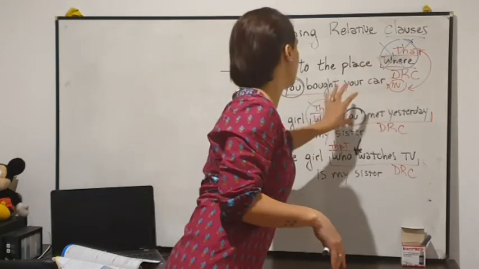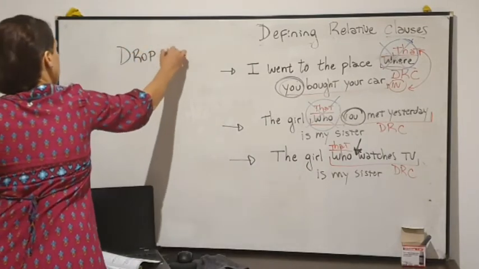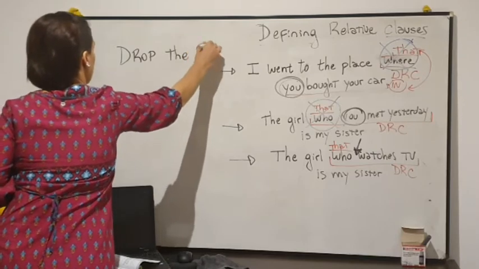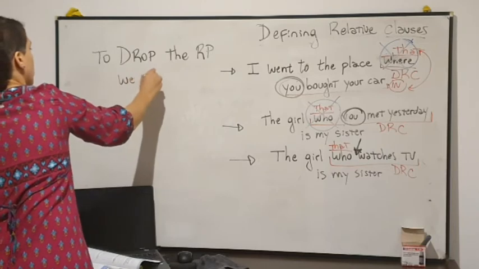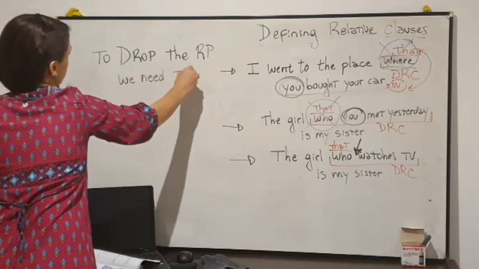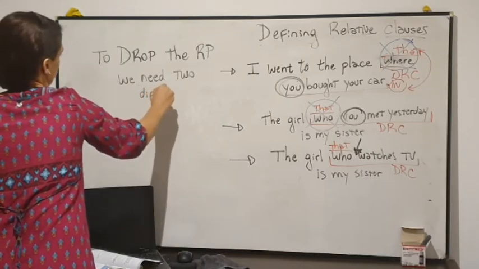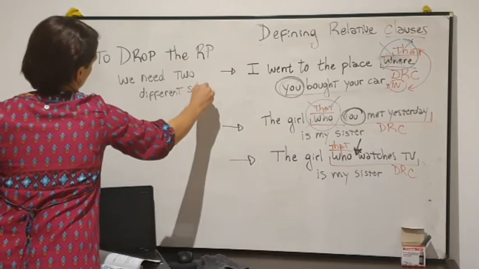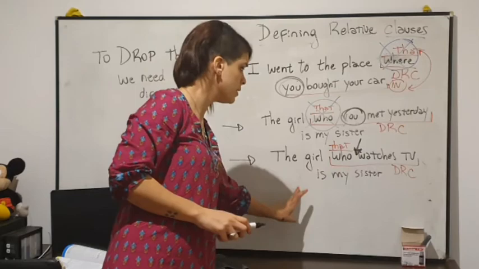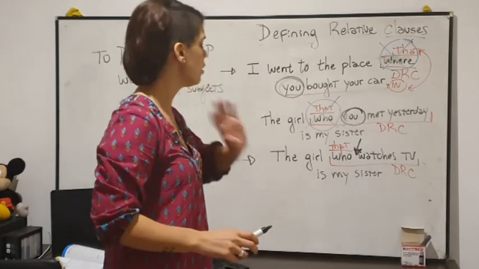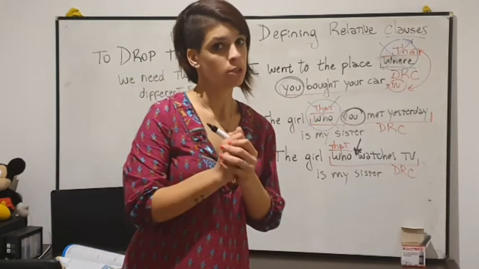So to eliminate them, I'm going to write it. To drop the relative pronoun, we need two different subjects. Yeah, in this case, as the subject is the same, the girl is my sister, you can't eliminate the relative pronoun.